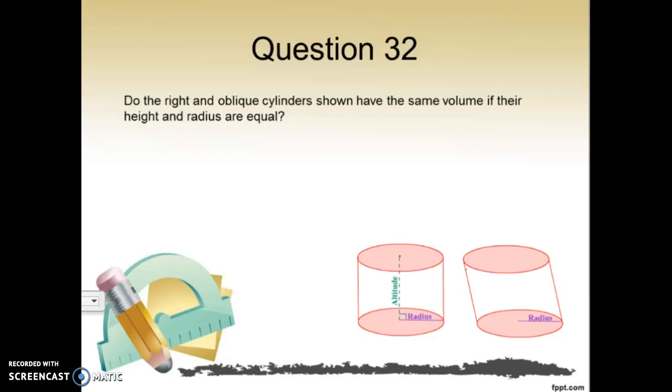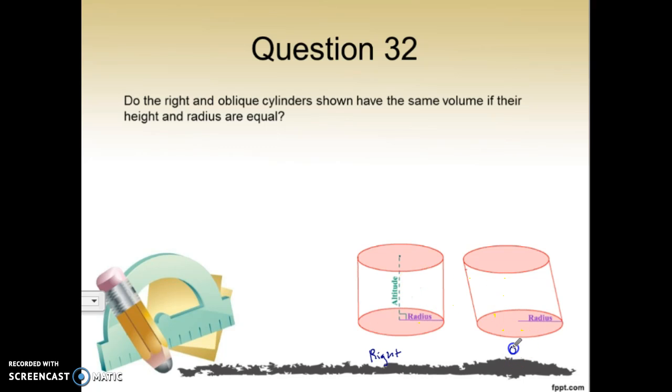And I'm going to do a problem similar to what you'll see on problem number 32 on your interim assessment. Now, it says, do the right and oblique cylinders shown have the same volume if their height and radius are equal? What? All right, so first of all, this is what we call a right cylinder. This one here on the left is a right cylinder. And it is right because the height and the base are perpendicular to one another.